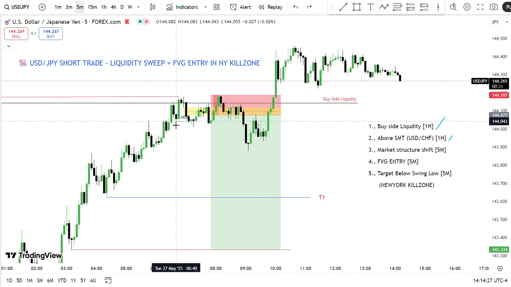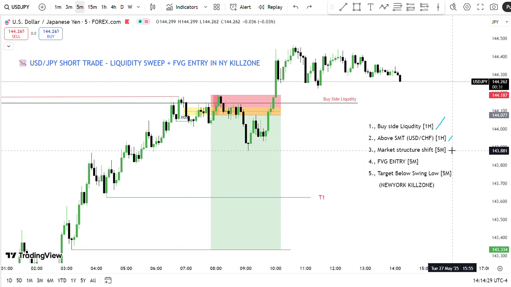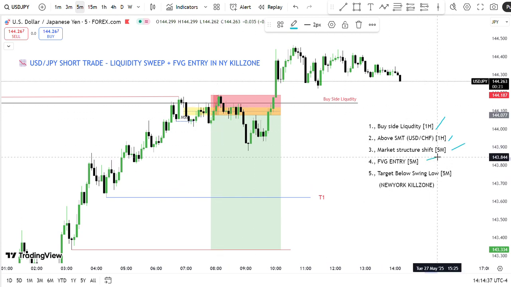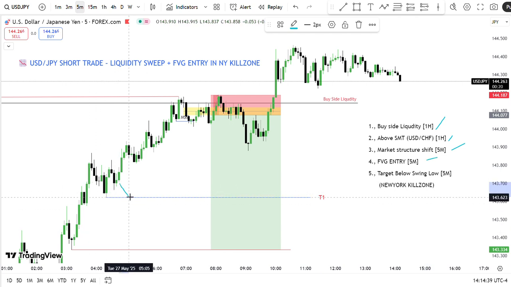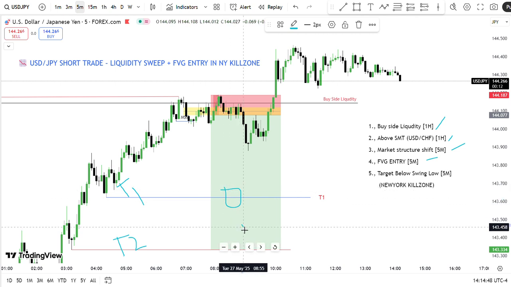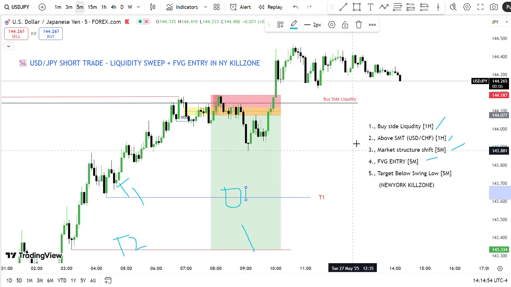After that, there is a market structure shift in 5 minutes and a fair value gap, which is here, and my entry is in this area by this fair value gap. My target one is this area and my target two is this area. My aim is to close: if the body closes below this, I will hold the trade for T2. If the wick comes and retraces, I will close my trade in this area. So this is my overall setup.